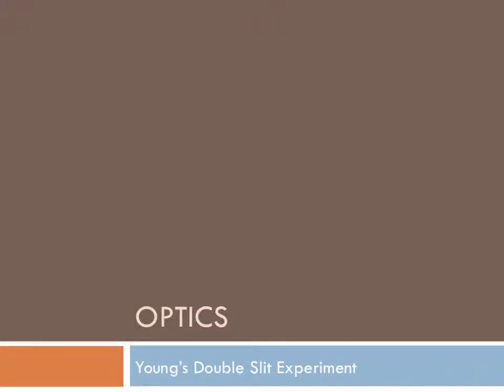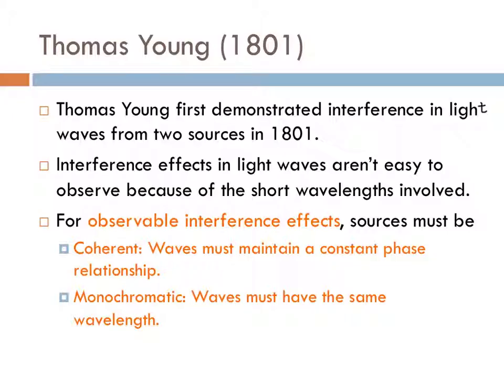This video covers Young's double-slit experiment. Thomas Young first demonstrated interference in light waves from two sources in 1801. Now, interference effects in light waves aren't easy to observe because of the short wavelength involved.